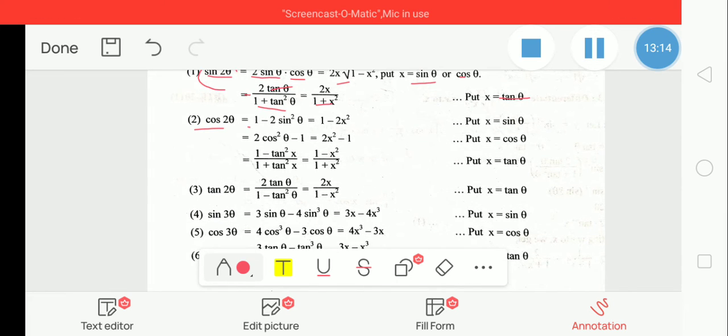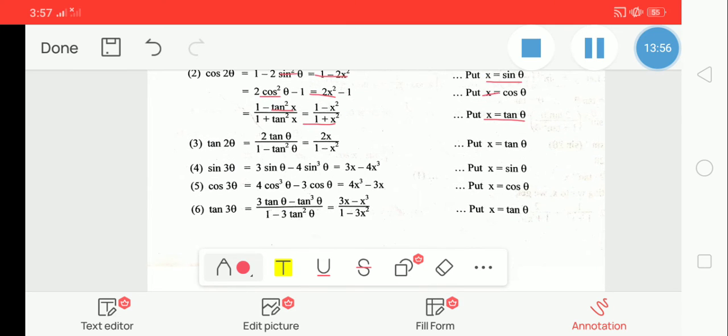Now cos of 2 theta, we can write in 3 ways, that is 1 minus 2 sine square of theta, 2 cos square of theta minus 1, then 1 minus tan square theta divided by 1 plus tan square theta. So here we put sine of theta equal to x, so 1 minus 2x square. Now cos of theta is equal to x, so 2x square minus 1, and tan of theta is equal to x, so 1 minus x square divided by 1 plus x square.